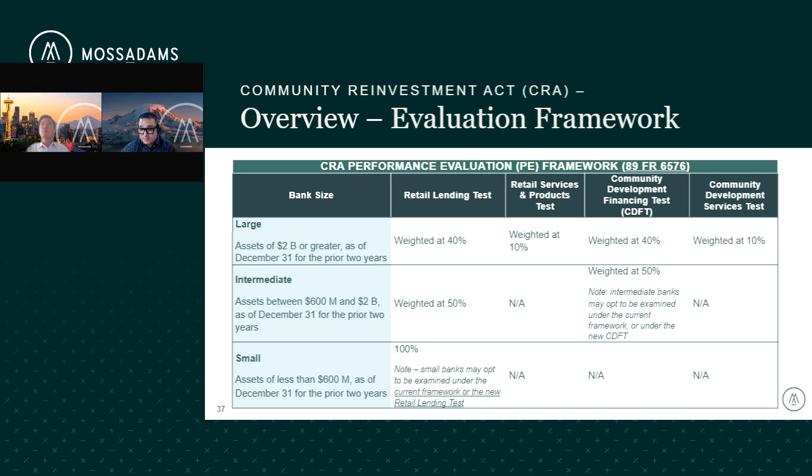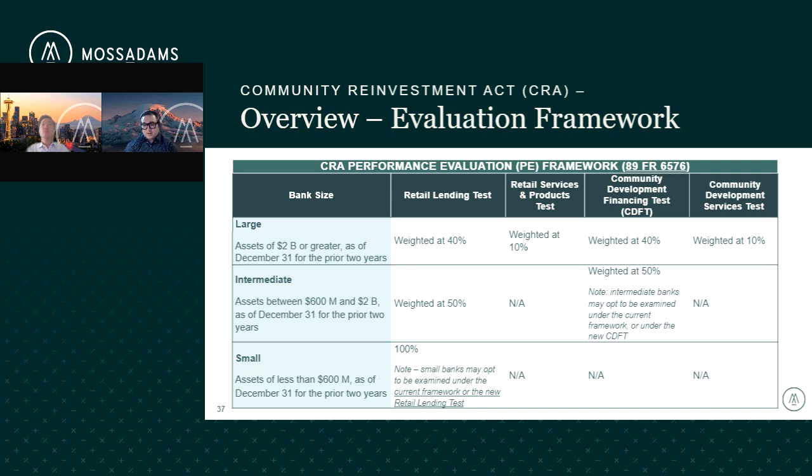An intermediate bank would be assessed based on the retail lending test. How are you lending? What is your performance in low moderate income census tracts? Your performance lending to small businesses as defined under the new rule, as well as the community development financing test. And then small banks will be evaluated exclusively under the retail lending test, again, under the current rule.